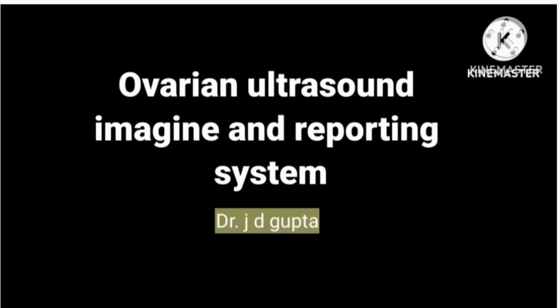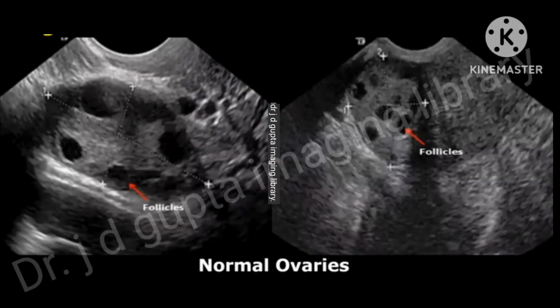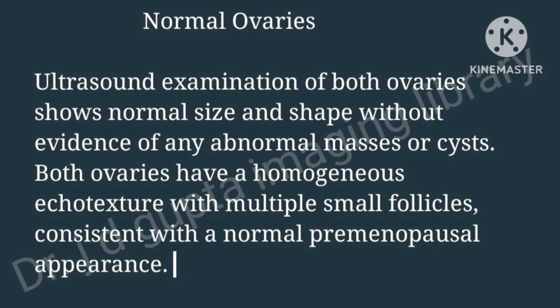Today we will talk about normal and abnormal ovarian ultrasound reporting system. First of all, features in normal ovaries. Ultrasound examination of both ovaries shows normal size and shape without evidence of any abnormal masses or cysts. Both ovaries have a homogeneous echo texture with multiple small follicles, consistent with a normal premenopausal appearance.